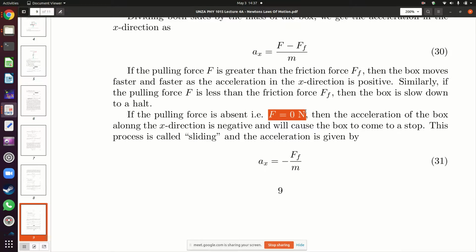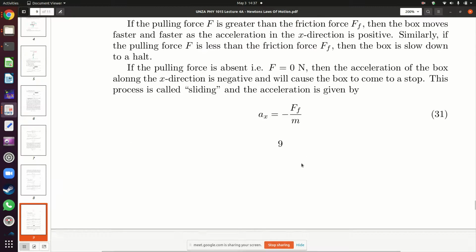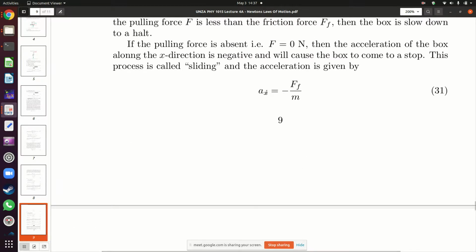So when the pulling force is equal to 0, what you end up with is minus the friction force divided by the mass. So the acceleration along the x direction in this case is going to be equal to minus the friction force divided by the mass. This will give you a negative acceleration.